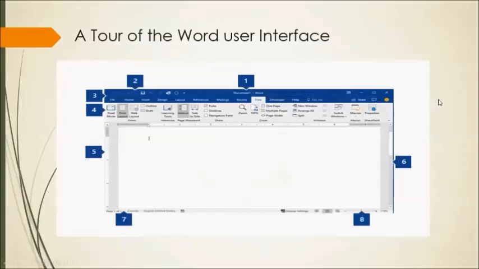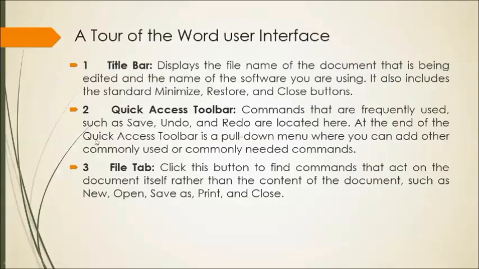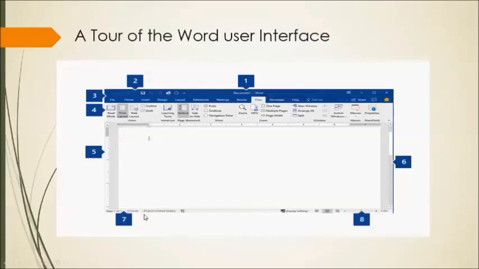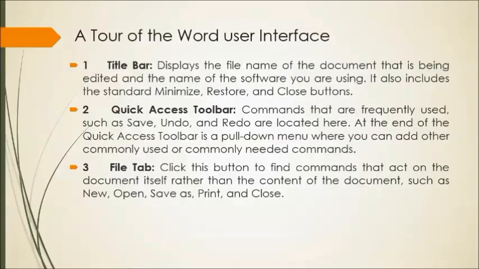So this is the Word user interface. Let's define the interface parts one by one. Number one, we have the title bar. It displays the file name of the document that is being edited, Document1 - Word, and the name of the software you are using. It also includes the standard minimize, restore, and close buttons.